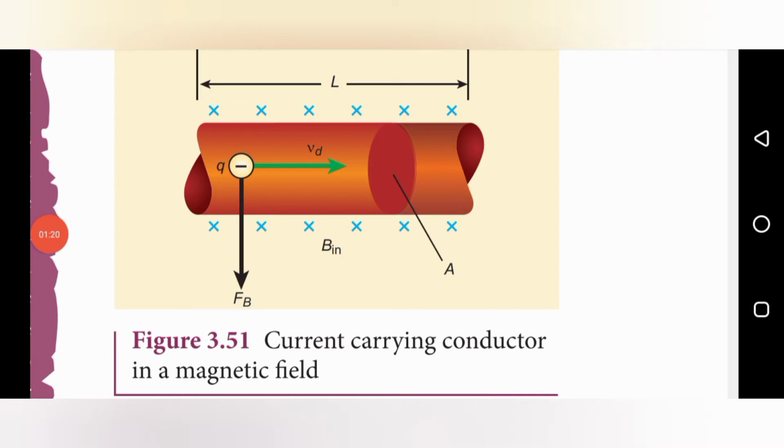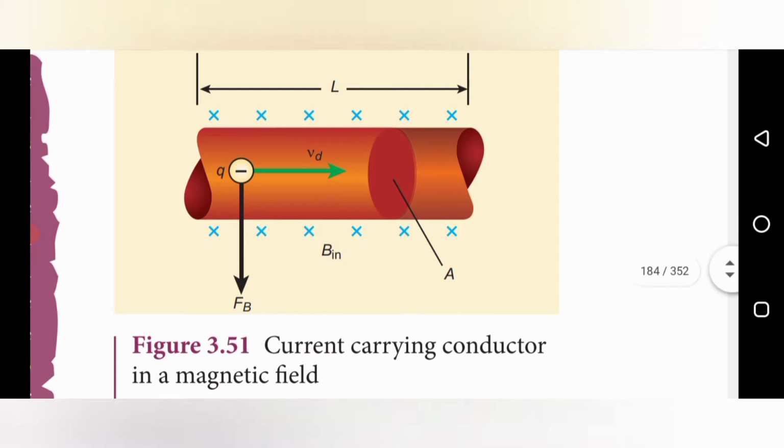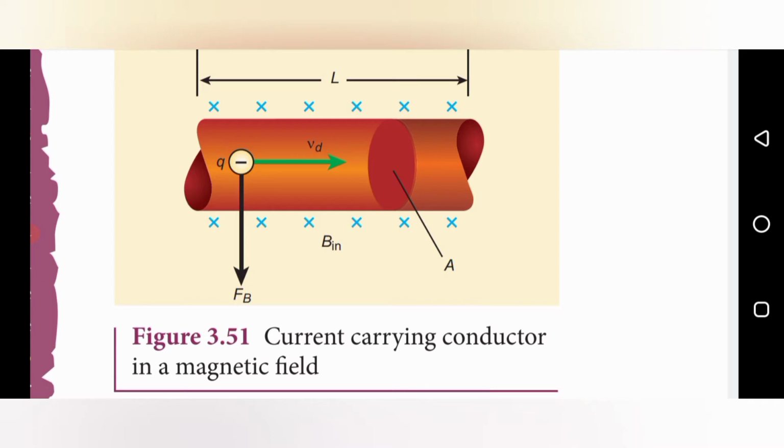Let us assume that this is the conductor, that is, a current carrying conductor. I is the current that passes through this conductor, which is present in the uniform magnetic field. So here the force experienced by this conductor is equal to the Lorentz force produced on each one of the charges present in this conductor, that is, the sum of all the Lorentz forces of the charges of this conductor. So this is the concept.